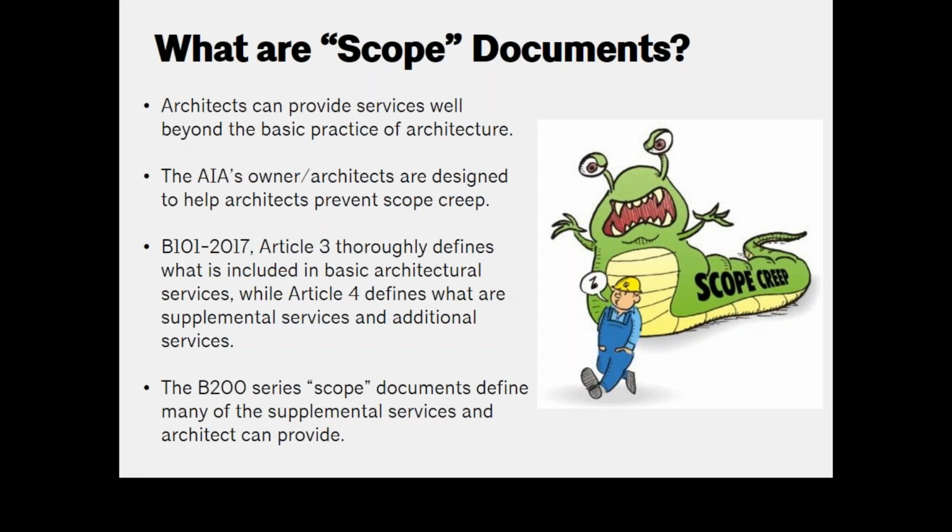But Article 4 talks about supplemental services. These are all the extras that an architect can do and should be getting paid for. And these are things like doing programming work. It is not a given that an architect does programming. That is something that an architect can certainly do, but it is something that an architect probably should be getting paid an extra fee for. And if you look at our B101, that's exactly how it is set up.